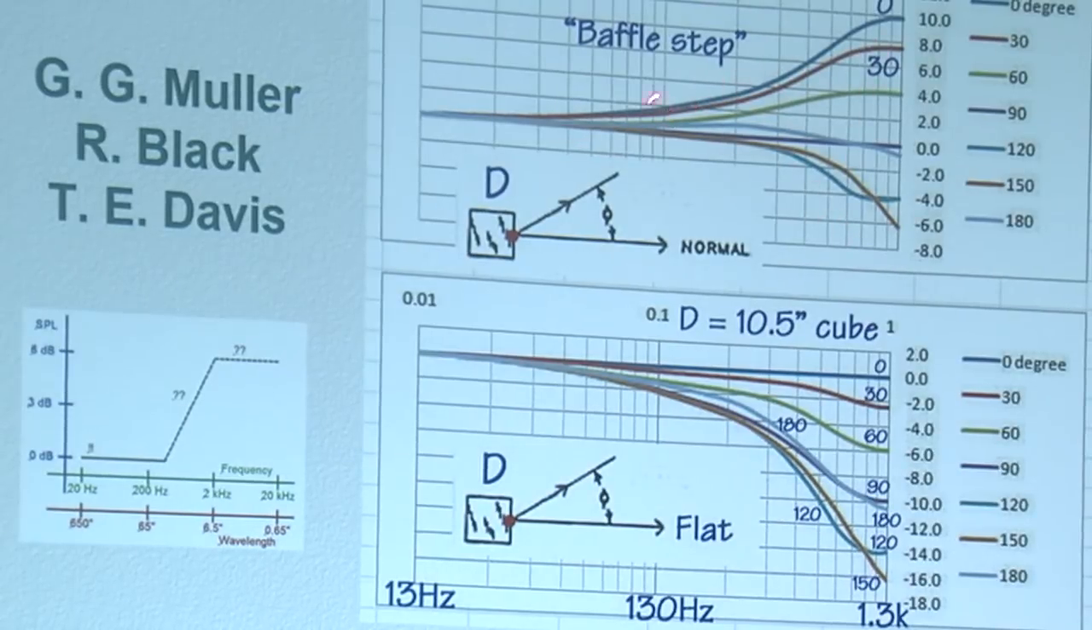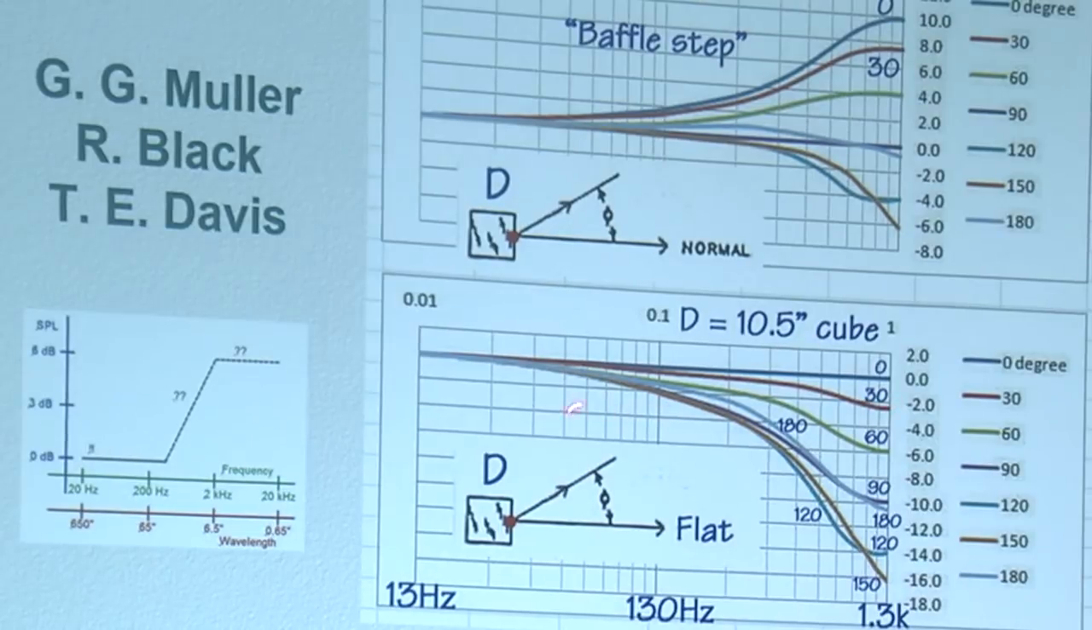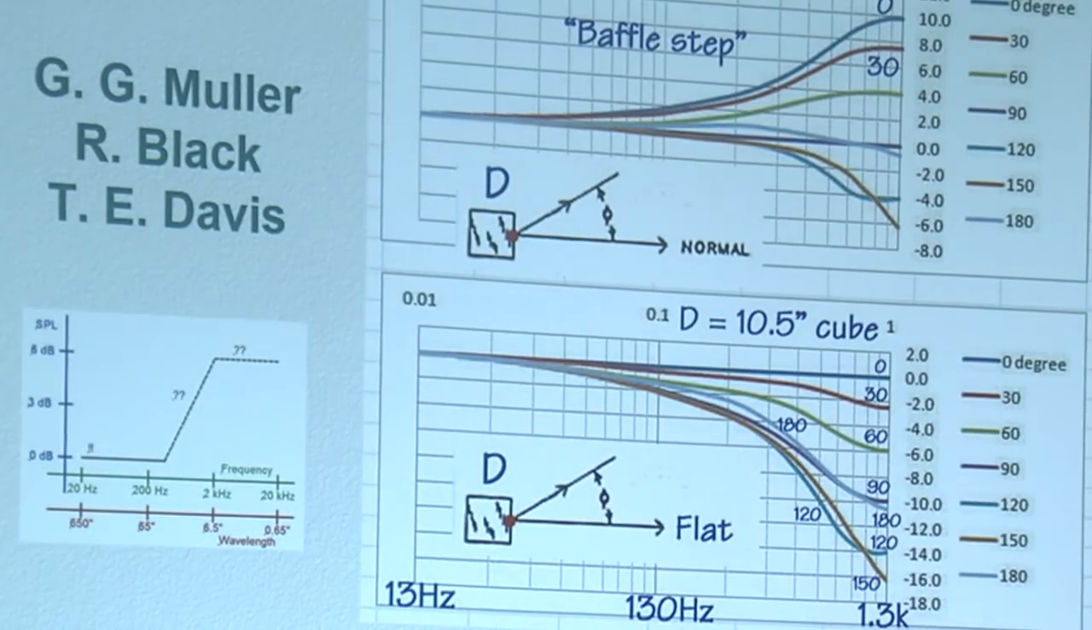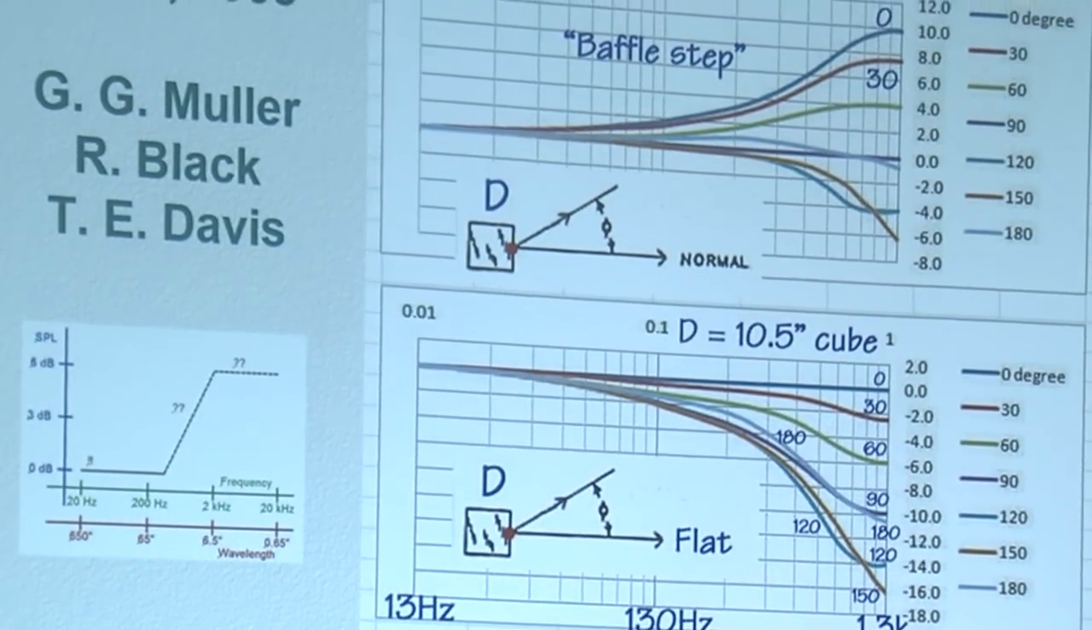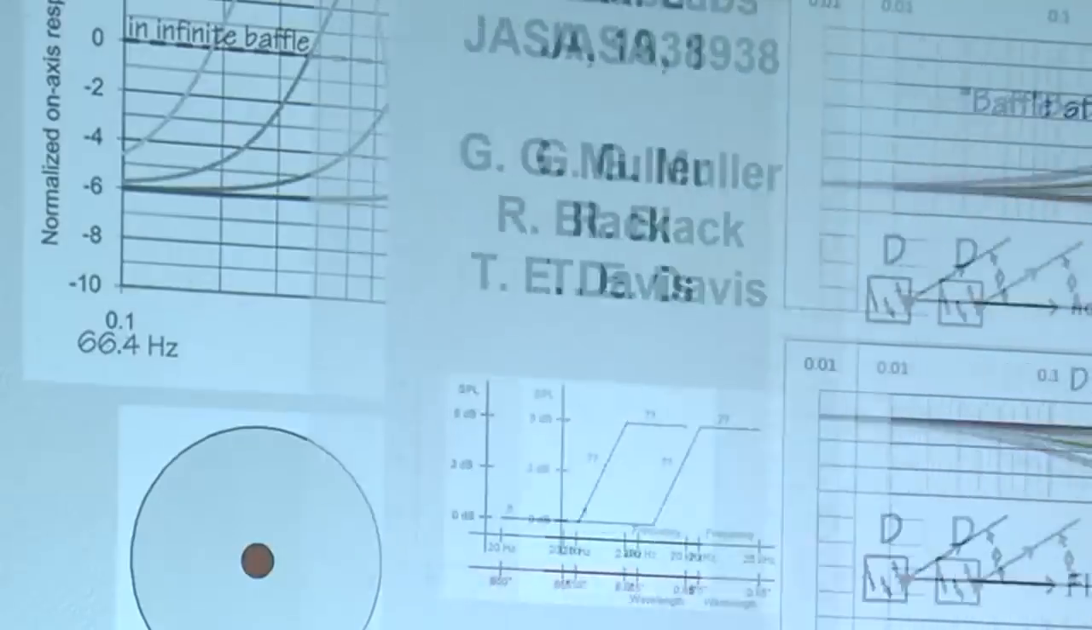I redrew the thing. When you flatten it, you see flat on axis, and here is the off axis response now of that square box with the point source in the center of the box.